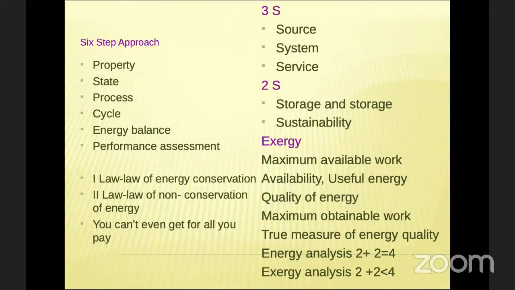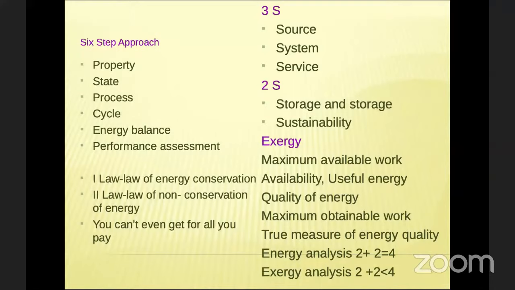In thermodynamics, everybody knows that there is a 6-step approach. Property: we know what a property is, it's the physical condition of a system. Next, state, process, cycle, energy balance, and performance assessment. These 6 are called the 6-step approach in thermodynamics. The first law of thermodynamics is called the law of conservation of energy, and the second law is called the law of non-conservation of energy. So what does the second law say? You cannot get everything for all you pay. The first law says whatever you pay, you can get everything, but it is not true. The second law says it is not so.